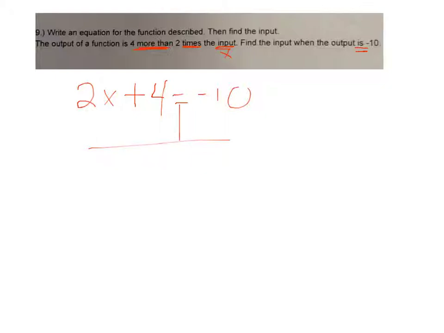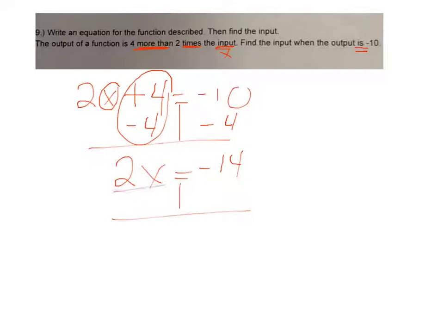Once I've got that set up, I want to work to get this x by itself, so I got to undo this adding by 4. So I'll subtract 4 on both sides to keep it balanced. On the left, positive 4 and negative 4 give you 0. So we're left with just 2x on the left. On the right, negative 10 minus 4 is negative 14.